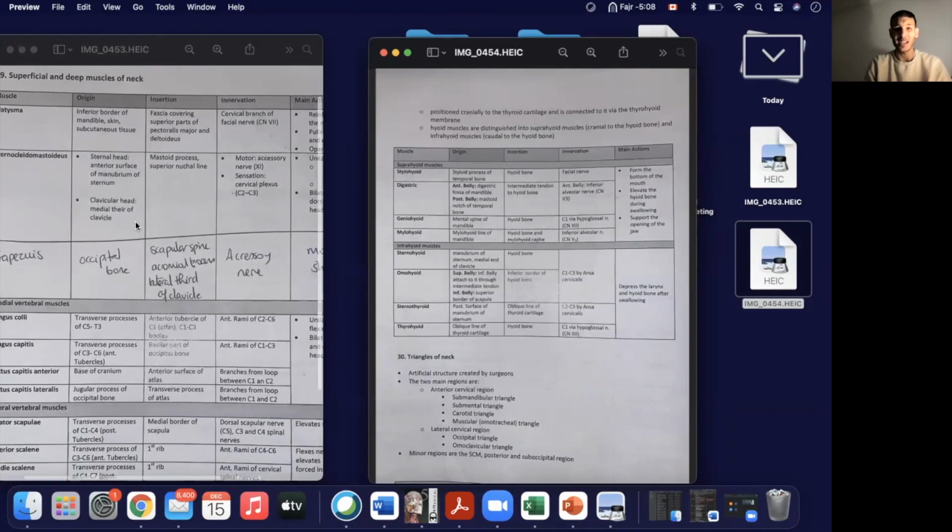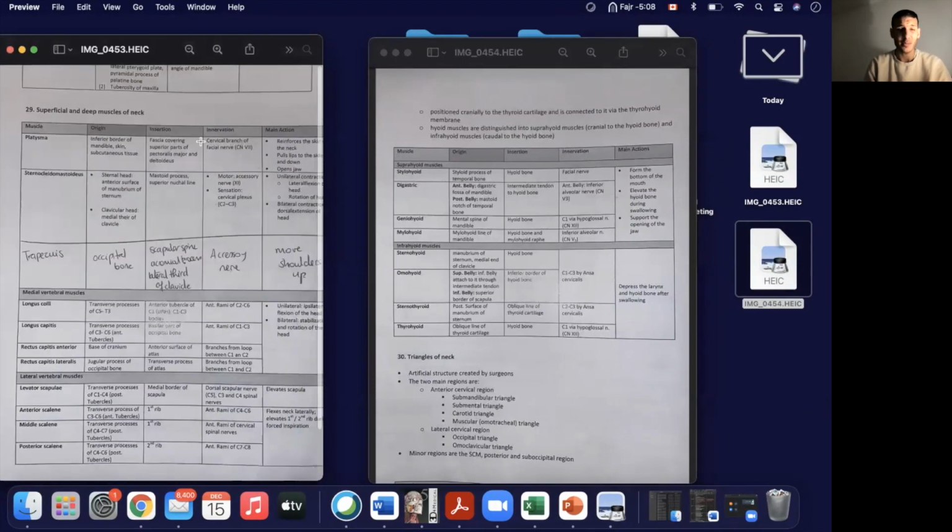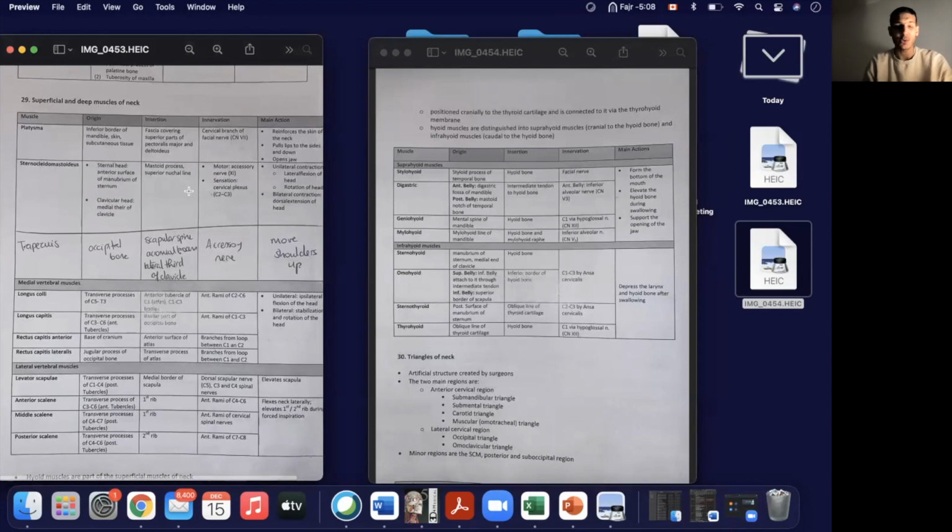This can be a pain topic because there's a lot of muscles in the neck and they're divided into superficial and deep. I would try my best to go through them as fast as I can, but keep in mind that this is one of the toughest places you can ever start when it comes to anatomy.